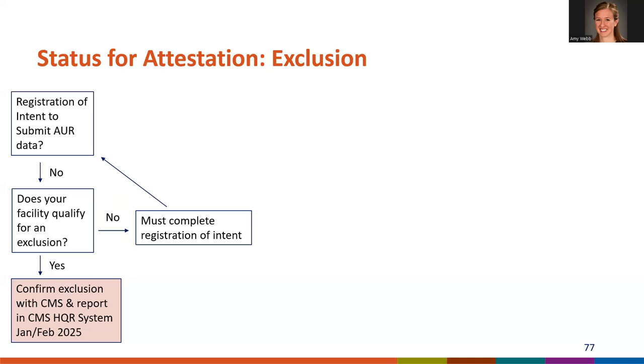So did you register intent to submit your data? Maybe no. Does your facility qualify for an exclusion? If you don't qualify for an exclusion, then yes, you have to complete the registration of intent. So go back to the registration of intent square. If you do qualify for an exclusion, confirm that exclusion with CMS and you'll report that exclusion in the CMS HQR system, January and February of 2025.